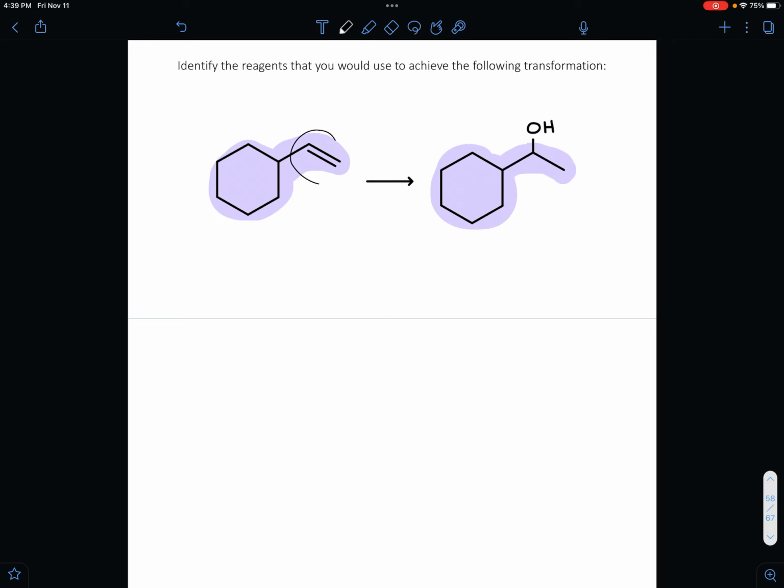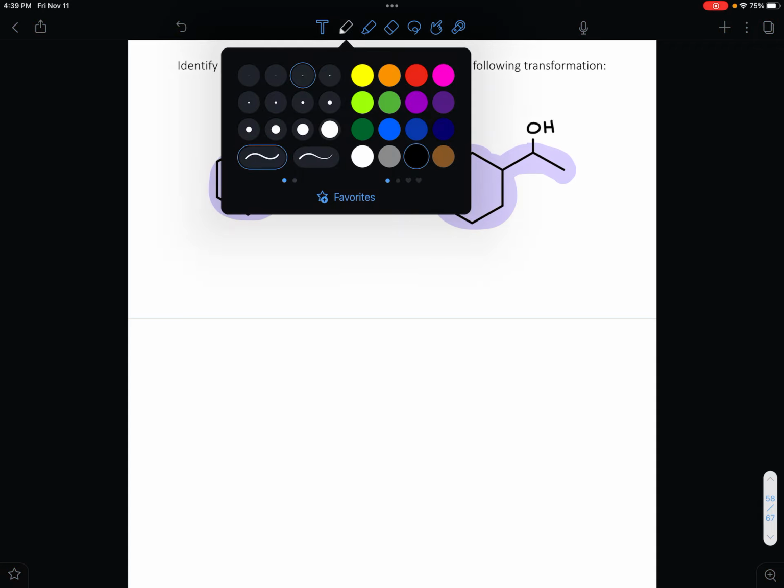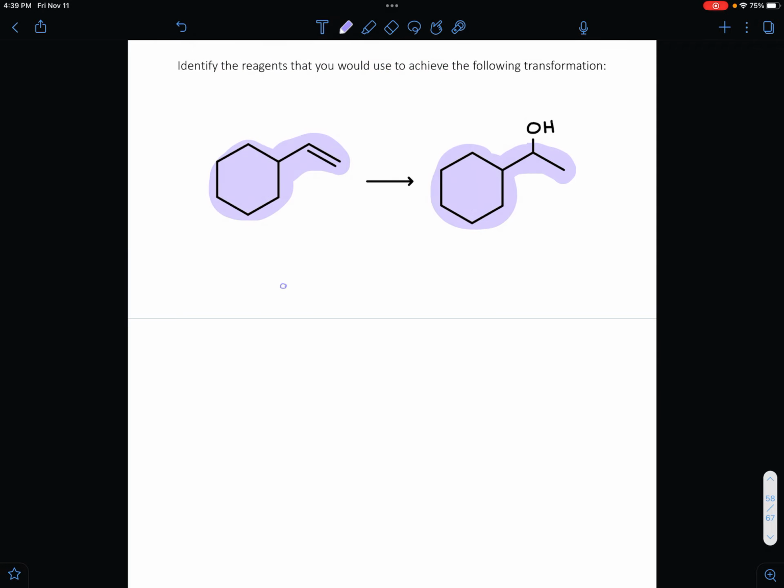Now, in the beginning molecule, you'll notice that you start with a pi bond, and that's a key sign. That means you're going to be choosing from some sort of addition reaction. Those pi electrons, those extra electrons in that pi bond, are really extra molecular glue that you can use to add something onto the molecule. So what did we add?